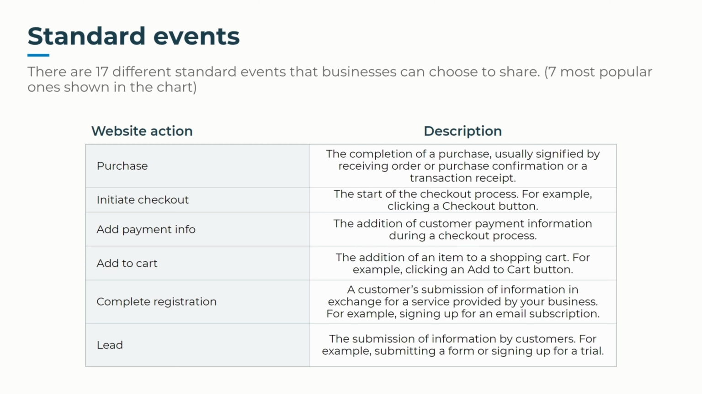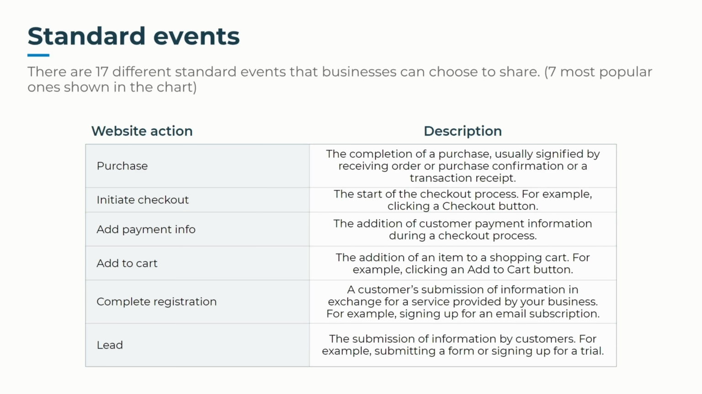So now let's take a look at the standard events. So basically there are 17 different standard events that you can track with your Pixel or Conversions API. And what are standard events? It's basically the main conversions that you would possibly optimize your campaigns for if you would choose the conversion as your main goal, sales, for example.